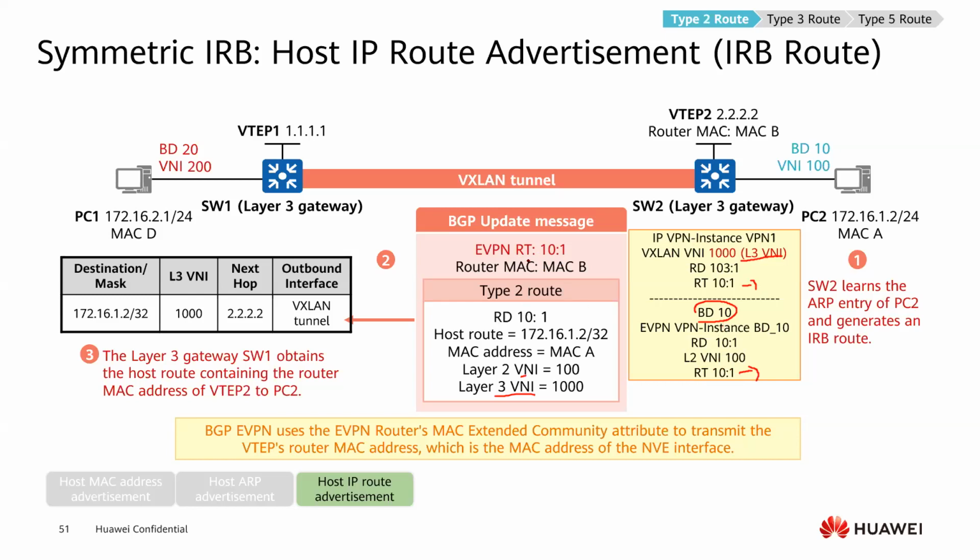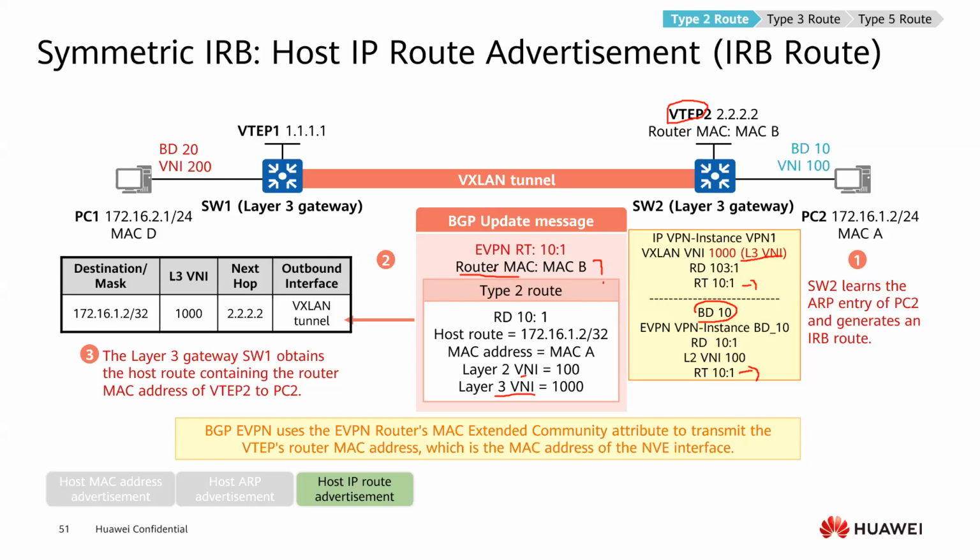The RT value that we carried is the RT value we configured in the BD, inside this BD. And we also carried the router MAC. What is the router MAC? The router MAC you will find is MAC B. MAC B is the MAC address of the VTEP. So what it is used for, we will know soon.